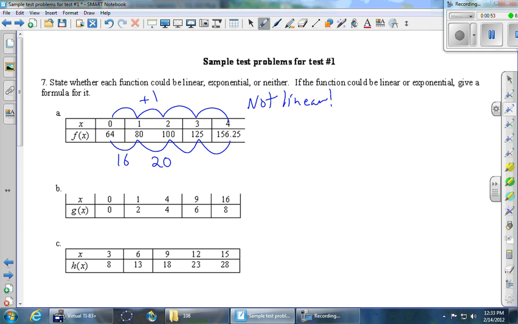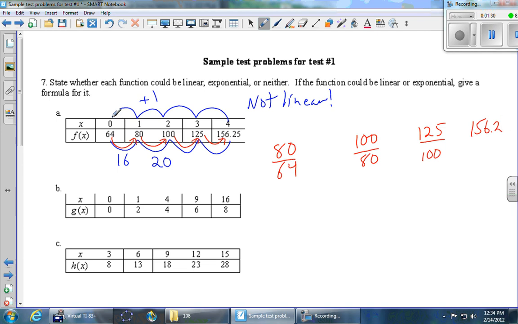To decide if it's exponential, same kind of idea, but now instead of saying we're adding the same amount to the y values, what we're looking for here is the same multiplier for the y values. So what can I multiply 64 by to get 80? And is that the same thing I can multiply 80 by to get 100? And so what we're really looking to do is calculate 80 divided by 64, and we're going to compare that to 100 divided by 80, compare it to 125 over 100, and then finally 156.25 divided by 125.